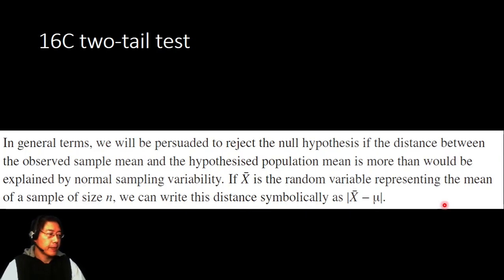Okay, so if you want to reject the null hypothesis, we want that distance between the observed sample mean and the hypothesized population mean to be more than explained by the normal sampling variability. So if x bar is the random variable for the sample mean, representing the mean of a sample of size n, then we can write that distance that way.